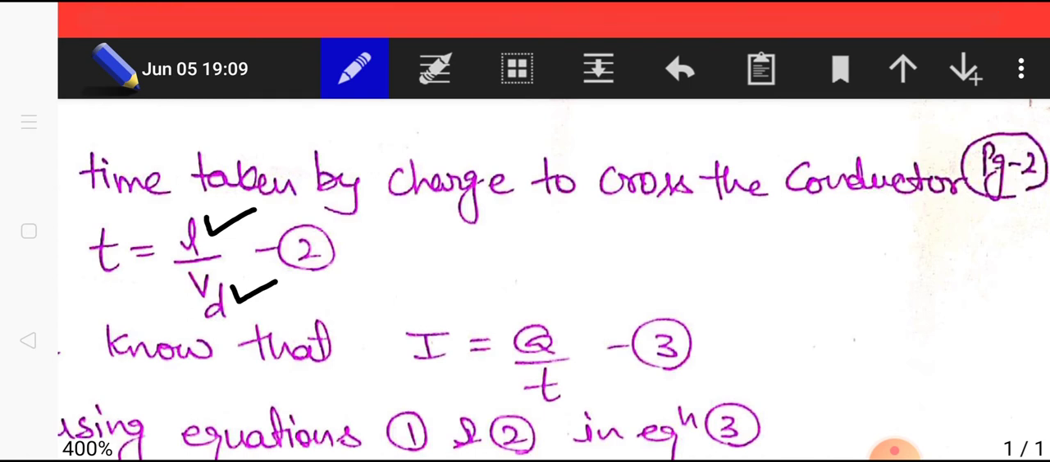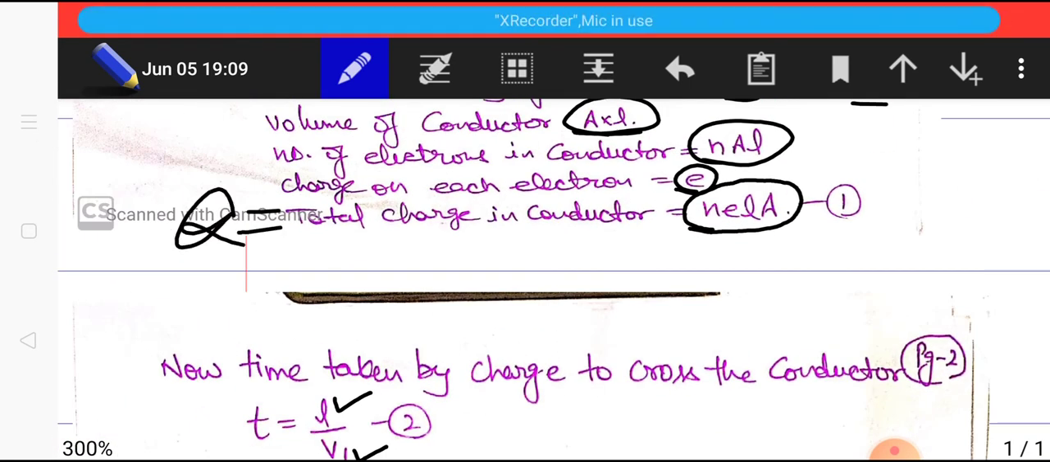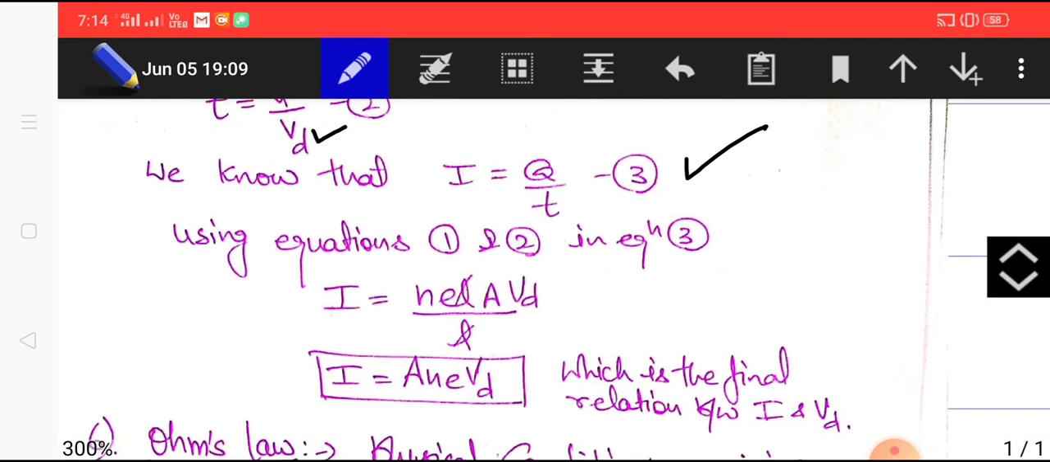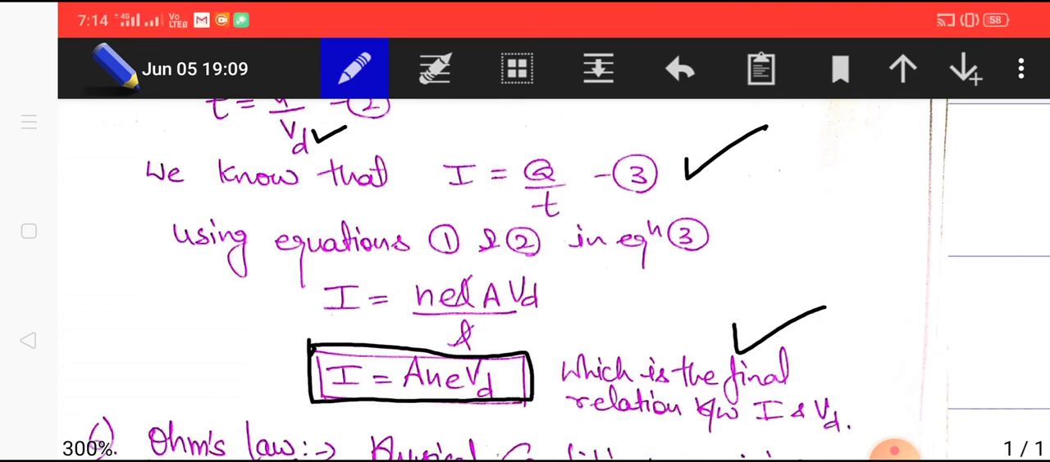Now, the two values from these two equations, the first in which we calculated charge nelA and the second in which we calculated time L by Vd, if we put these two values in the relation I is equal to Q by T, then we'll get the relation I is equal to A n e Vd, which is your desired relation between current and drift velocity. It is a very important relation, and it appears almost in every board exam, and this question comes for 3 marks.